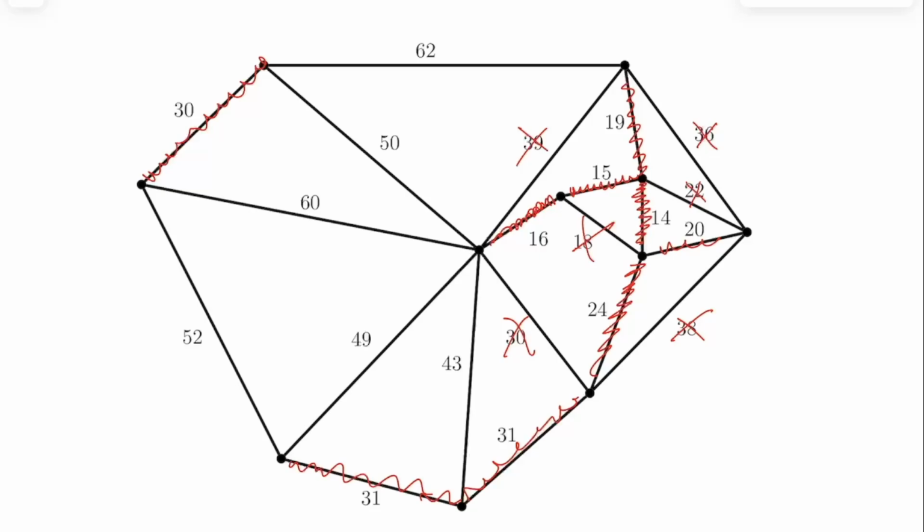I see 43, that makes a circuit. 49 makes a circuit. 50 will do it, and I think that's the last. I think I'm done at this point, right? What we have now is a tree that meets every vertex, I think. I'm just going to thick it up just to be sure.